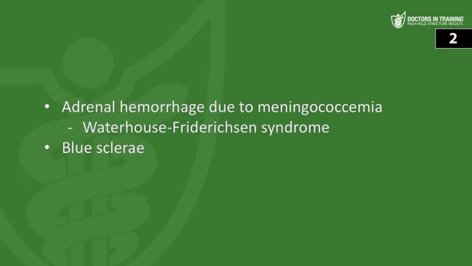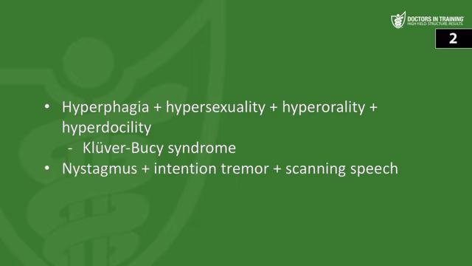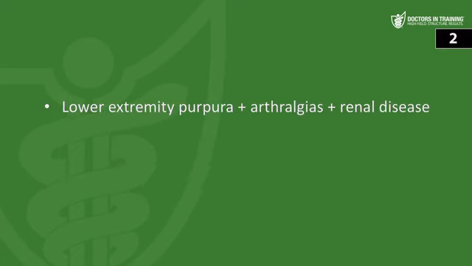Blue sclera, that's going to be seen with osteogenesis imperfecta. Hyperphagia, hypersexuality, hyperorality, and hyperdocility, that's going to be Kluver-Bucy syndrome, which is a bilateral amygdala lesion. Nystagmus, intention tremor, scanning speech, so that's going to be the Charcot triad of multiple sclerosis. Lower extremity purpura, arthralgias, and renal disease, that's going to be Henoch-Schonlein purpura, which is a type of vasculitis.